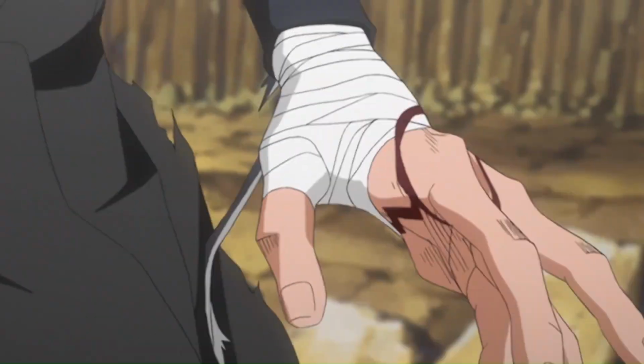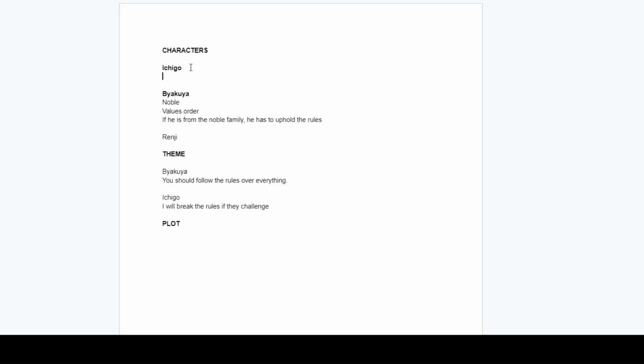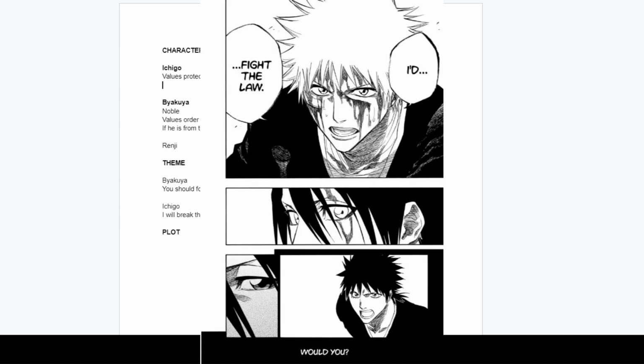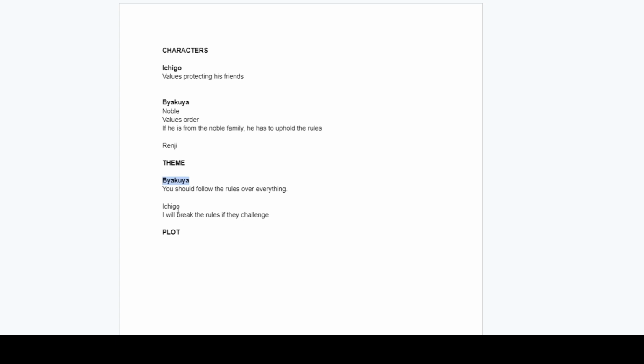But then Ichigo is different. Ichigo values, as you'll see in multiple arcs, protecting his friends. So when Soul Society's rules go against protecting his friends, he decides that he's going to go and save Rukia. Okay, I'm getting a little ahead of myself. Let's look at the externalizations. I also use physical manifestation, but I think externalization is faster.